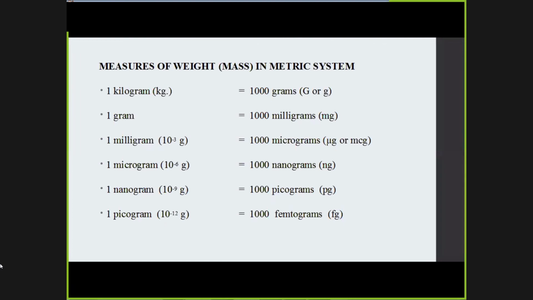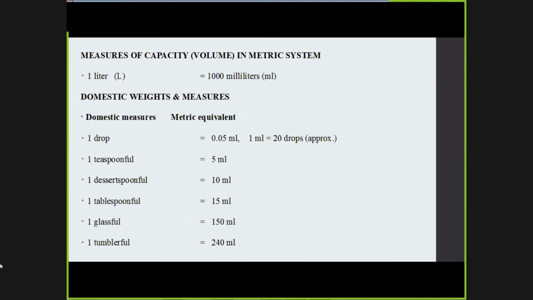Do remember the units and the abbreviations. Units, abbreviations, and the entire whole name of it. Because where you'd be required to use abbreviations, where you cannot use abbreviations, just to avoid patient errors and dispensing errors, that will be made to learn. 1 liter is equal to 1000 milliliters. So these things you are familiar with.